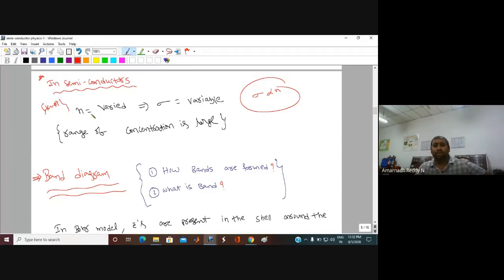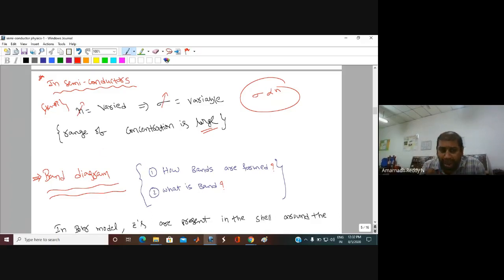When temperature increases, obviously the carriers are getting more energy, so you have more number of carriers, and your sigma conductivity is going to be a variable parameter. So when temperature varies, the range of concentration is going to be large in semiconductors. That's clear. So the next thing is going to be the band diagram.